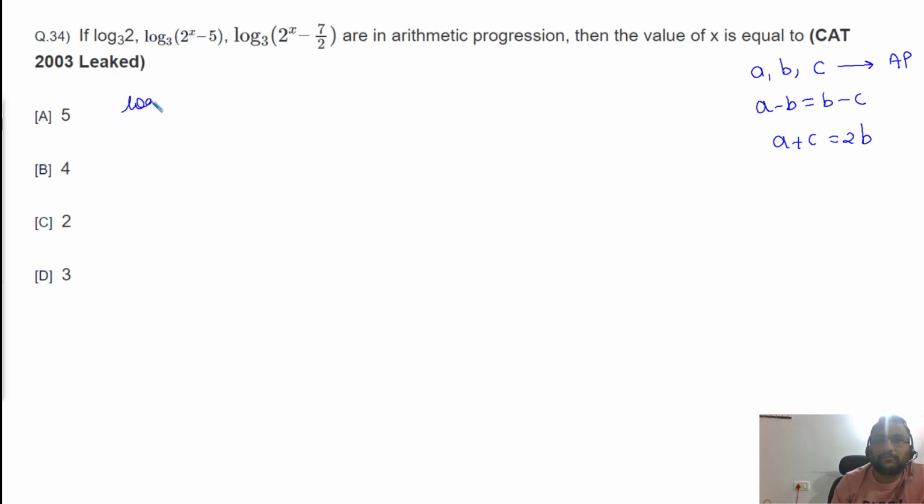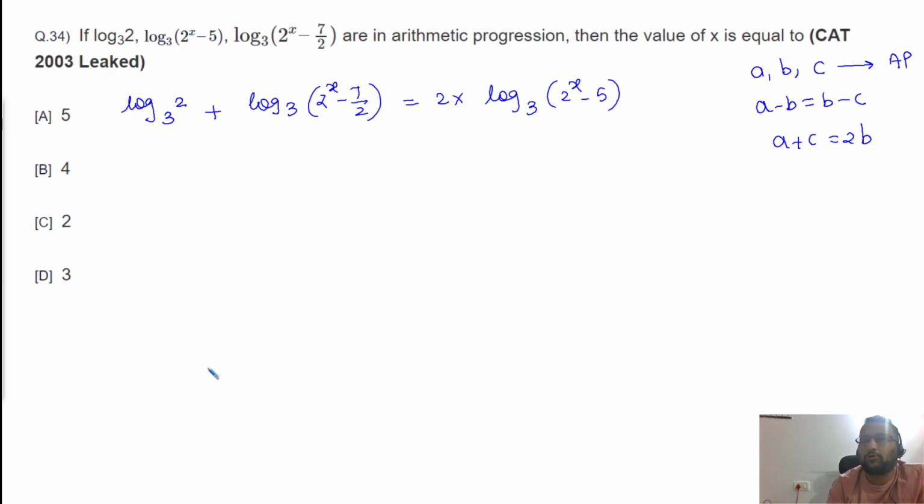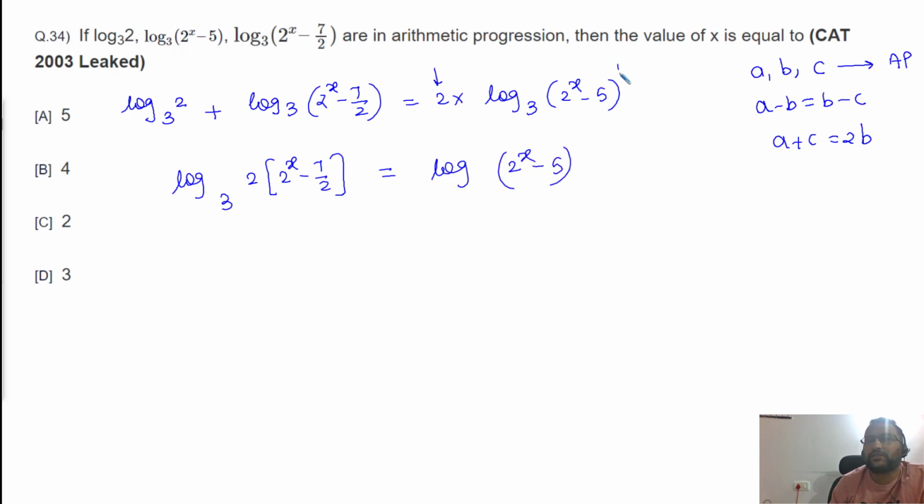So first term plus third term is equal to 2 into second term. So over here the property is log of a plus log of b is equal to log of a into b if bases are same. So over here this is log of 2 into 2 to the power x minus 7 divided by 2, the base is 3, which is equal to log of 2 to the power x minus 5, and this goes to the power of this bracket square to the base 3.